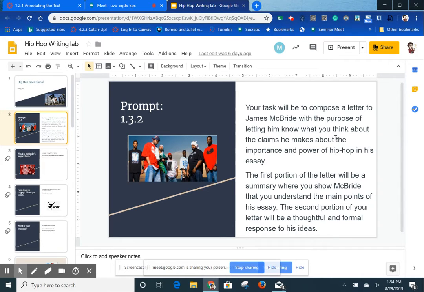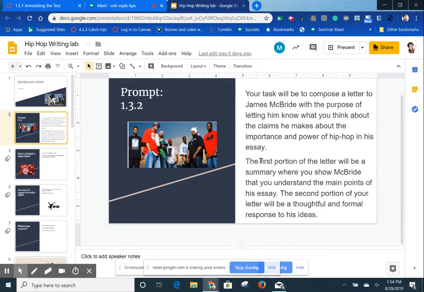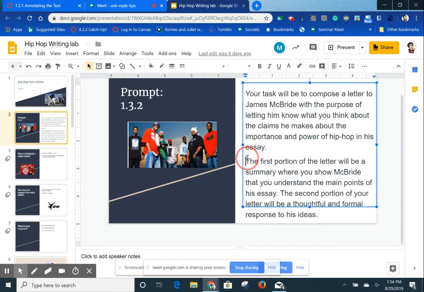So here's back at slide 2. Your task will be to compose a letter. So this first time, we're just going to be writing a letter to James McBride with the purpose of letting him know what you think about the claims he makes about the importance and power of hip hop in his essay. And notice the format is given to you. So this first one is going to be pretty easy because your format's been decided for you.